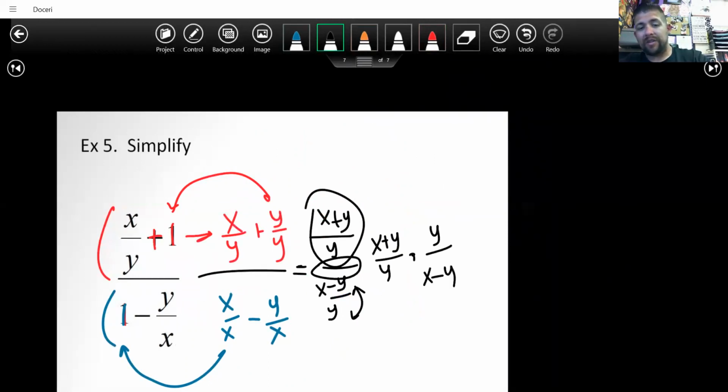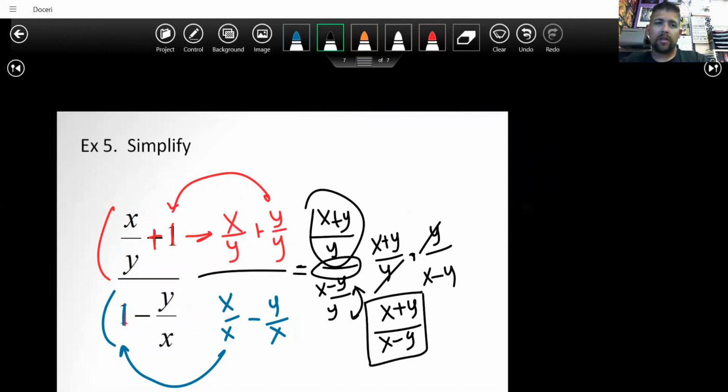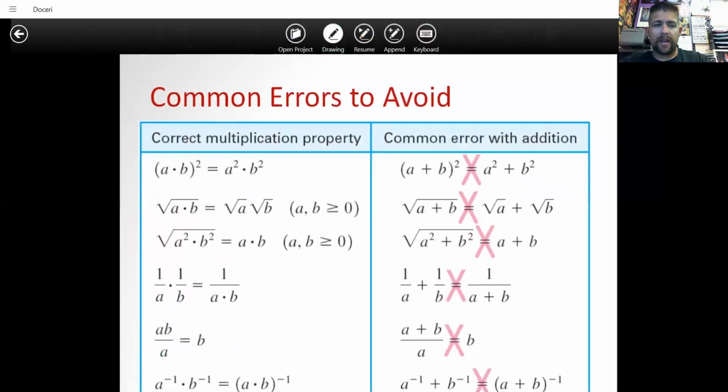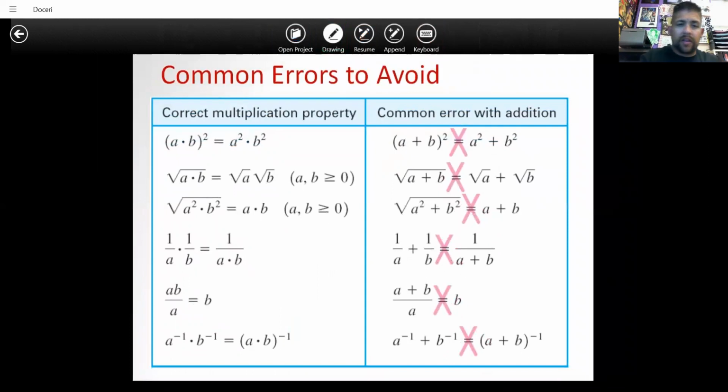And I think you guys are starting to see it. I think we did this one already together. And here we go. Can't reduce this one down even if we try to take out a negative, so it's already in reduced form. So just leave it. Now these are the common errors to avoid. Just take a look at that, kind of review those. Correct multiplication when we're using exponents and radicals can be done in certain ways, but operations with addition or subtraction have to be done differently. So just look at that over. Don't get confused on it, and we'll be all right. You guys will be all right.